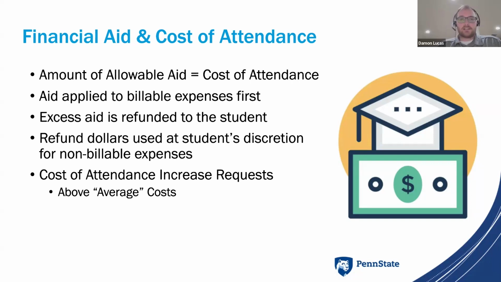And cost of attendance, we do have increased requests. These are when you're above average cost. Most of the time we'll see this coming for rent, as you saw that average rent cost previously. So that's primarily where we'll see a lot of cost of attendance requests come through.